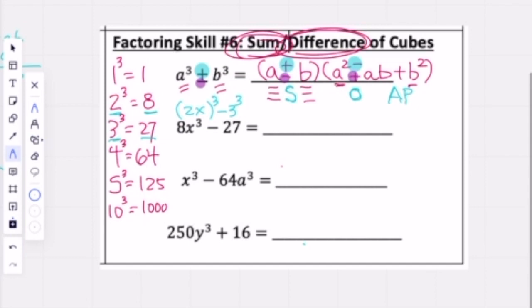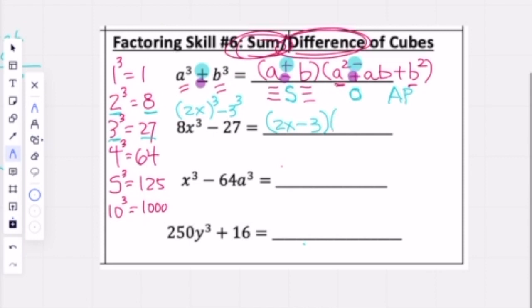Once you've identified what's being cubed, that's going to create your binomial. You're going to take those items that were being cubed and put them in the binomial, keeping the same sign. So this is going to be 2x minus 3. Now we're going to use that binomial to create our trinomial.